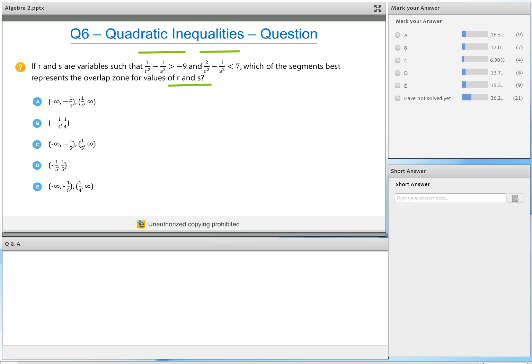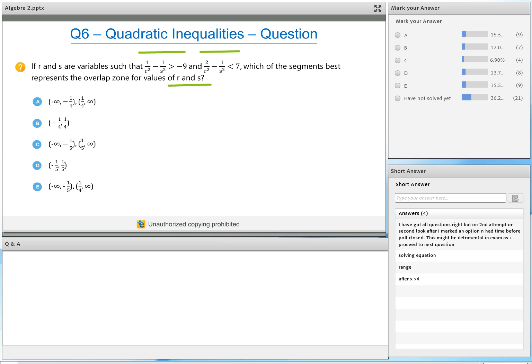So I can tell that you guys did have a problem with this question. So where were you guys stuck? Calculating the range after x is greater than 4. I didn't get x is greater than 4. Okay, so let's look at this.